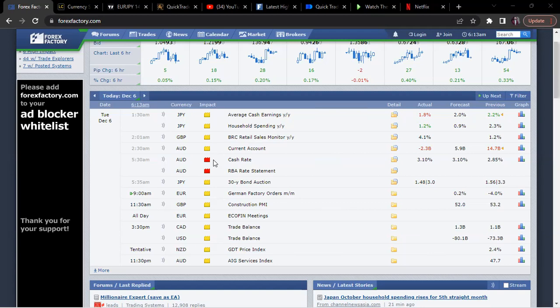So we want to be very cautious and very careful when we are jumping into the market around the time of what? Around the time of orange folders. All right. And then the last folder, ladies and gentlemen, is your yellow folder. Now, your yellow folder just simply means low impact news.